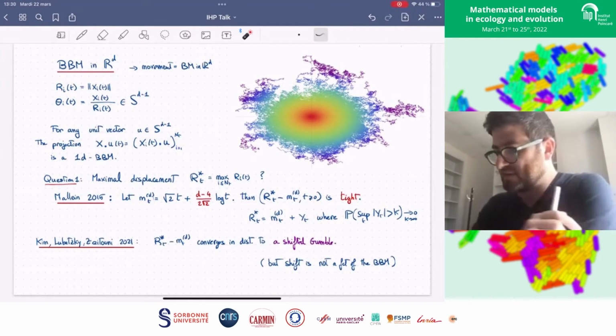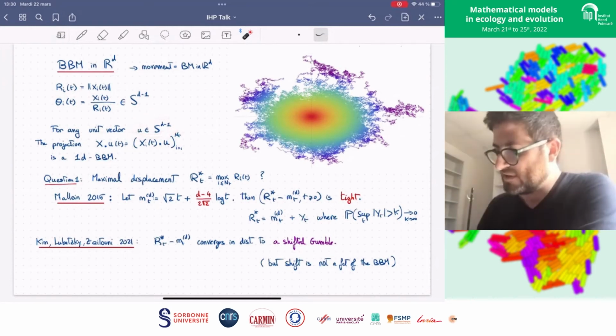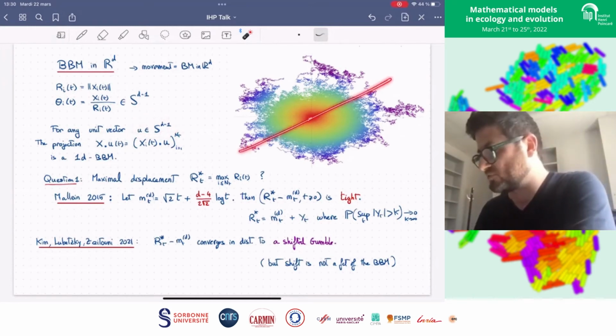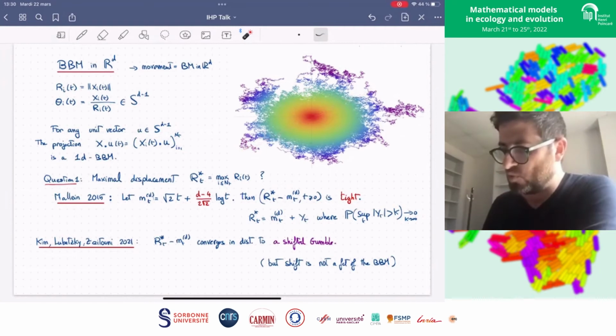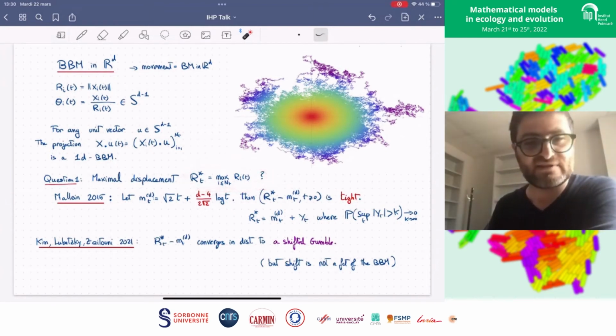So as I was saying, it's important to remember that if you take any vector u on the unit sphere and you project on the line which corresponds to this vector, you get back a one-dimensional BBM. Okay, so let's go back to my two questions. The first question was, how fast does the cloud grow? So what is the maximal displacement R star of t?